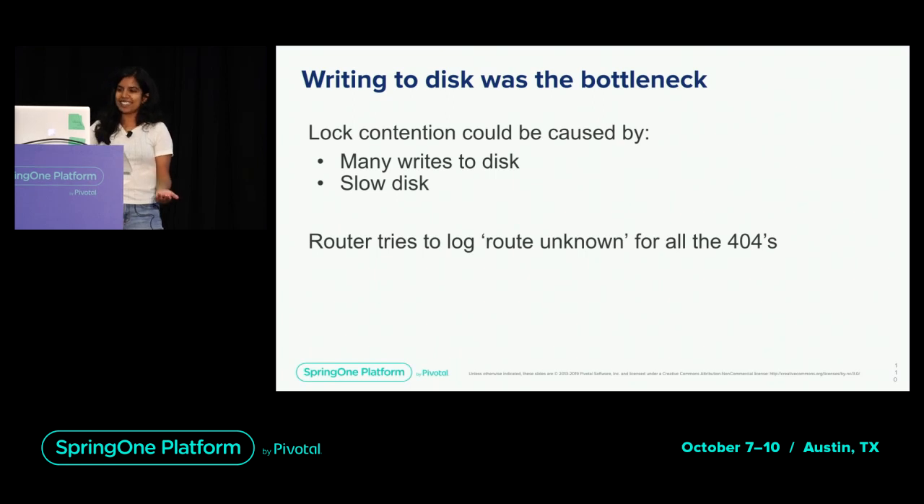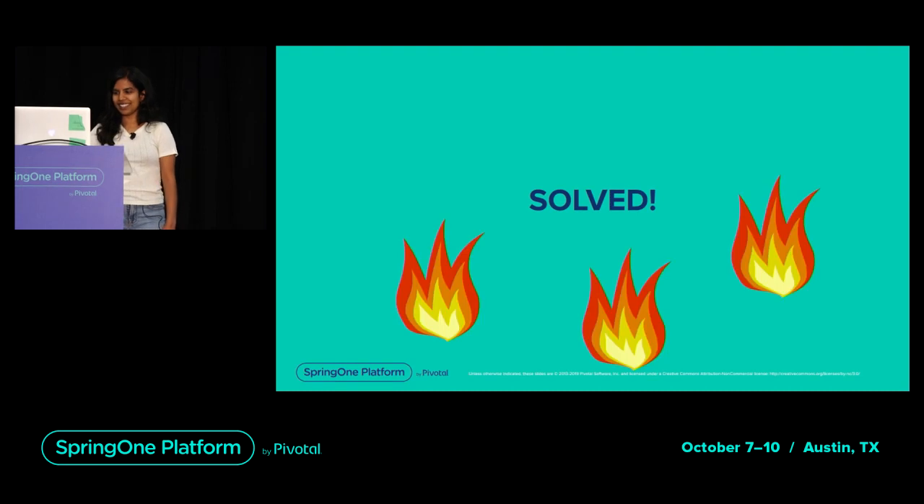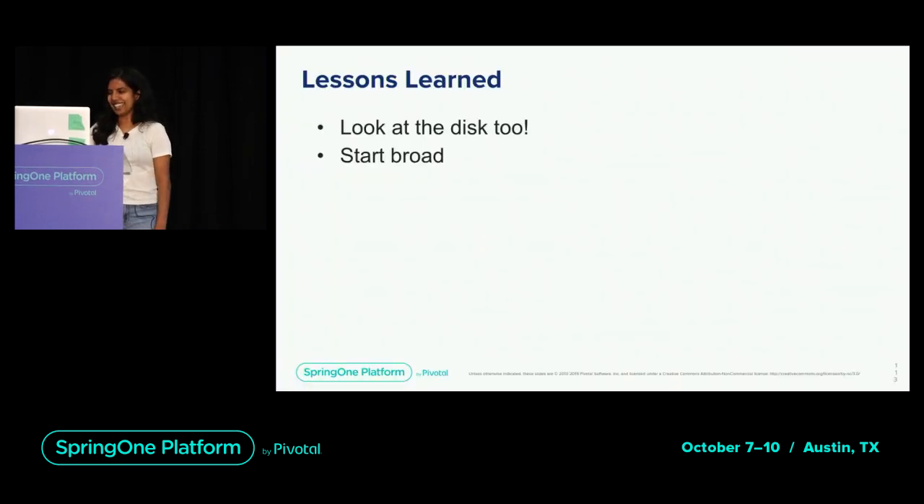It turns out writing to the disk was the bottleneck. The router attempts to log route unknown for all 404s, which was happening very frequently in this case. That could be what caused the connections to persist, because they're stuck waiting to write. This was verified by isolating a GoRouter VM on an empty hypervisor with no other VMs and seeing the problem go away, because there was no more storage contention. So woo, solved.